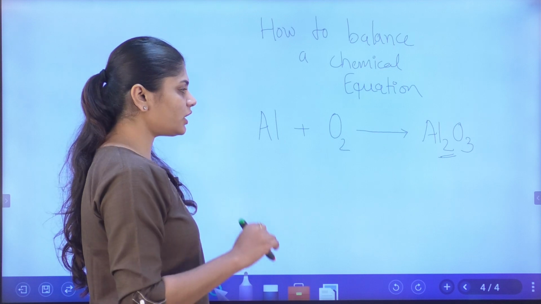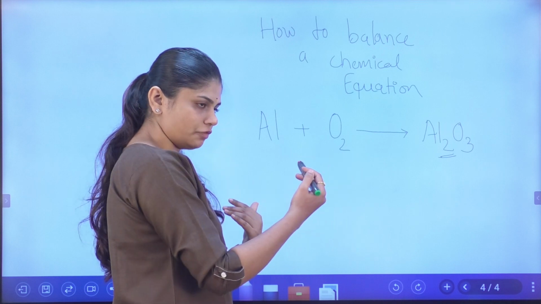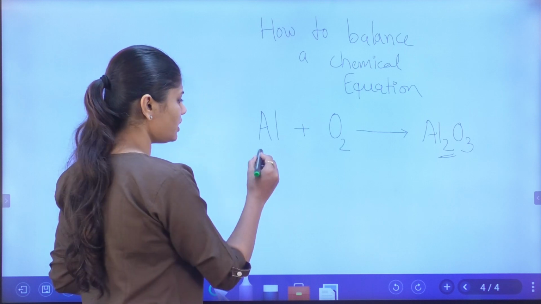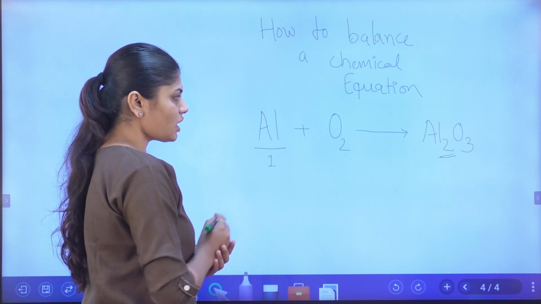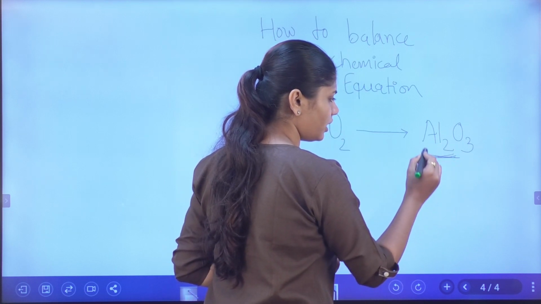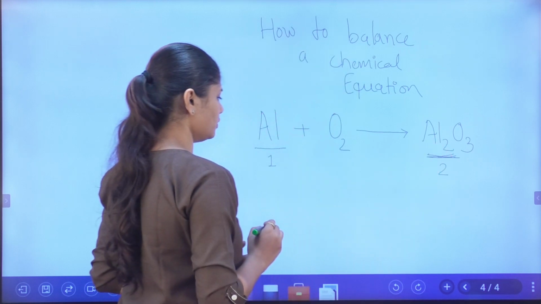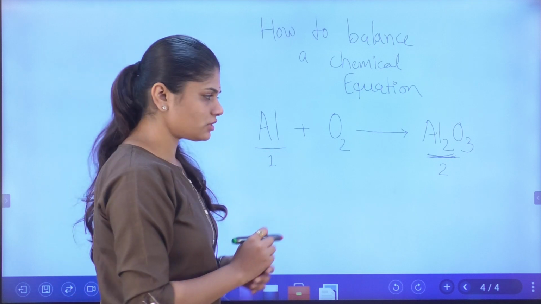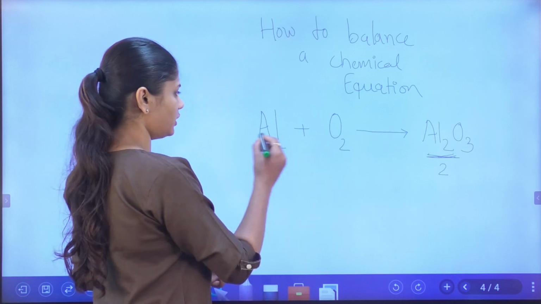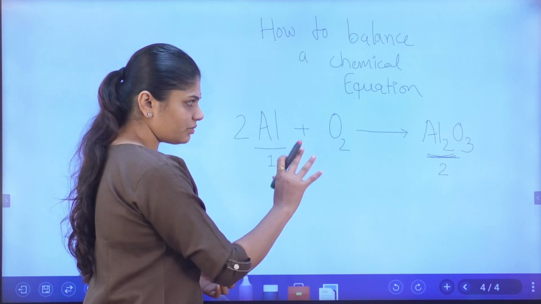So what do we need to do first? Just see the reactant side first. See, aluminium is here, how many atoms are there? Only 1. Now see the product side, how many aluminium atoms are here? This is 2. So 2 aluminium atoms on one side and 1 aluminium atom on the other. See, this is unbalanced. So what do I need to do to balance it? I need to simply write a 2 in front of aluminium. Now aluminium is balanced.